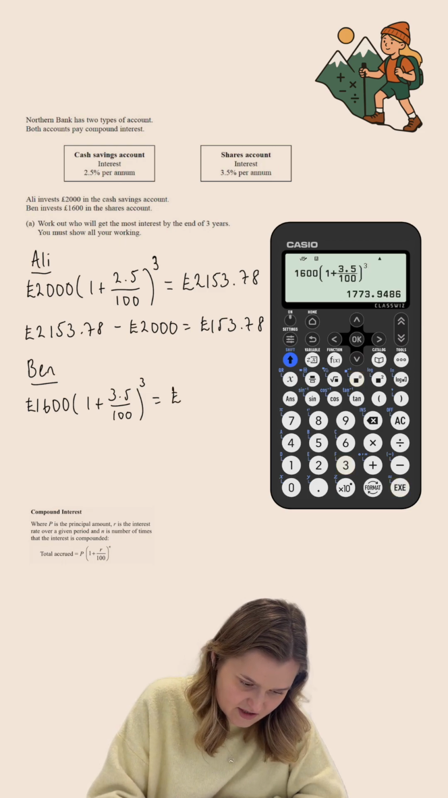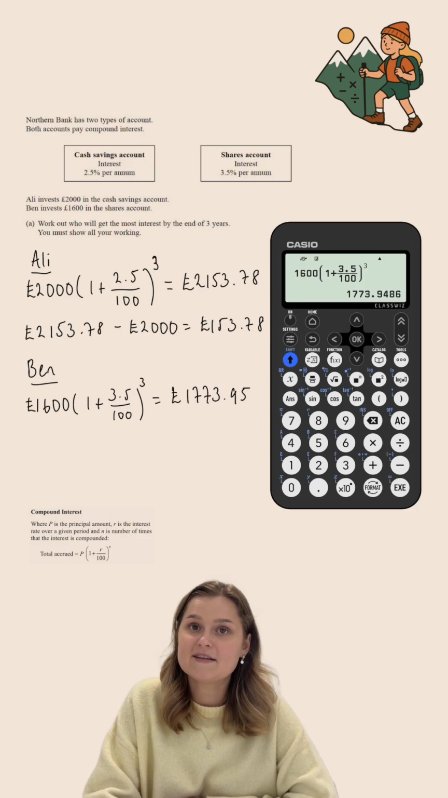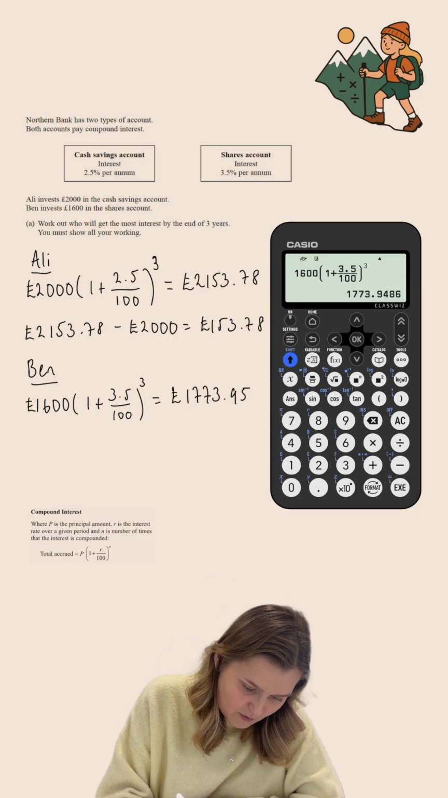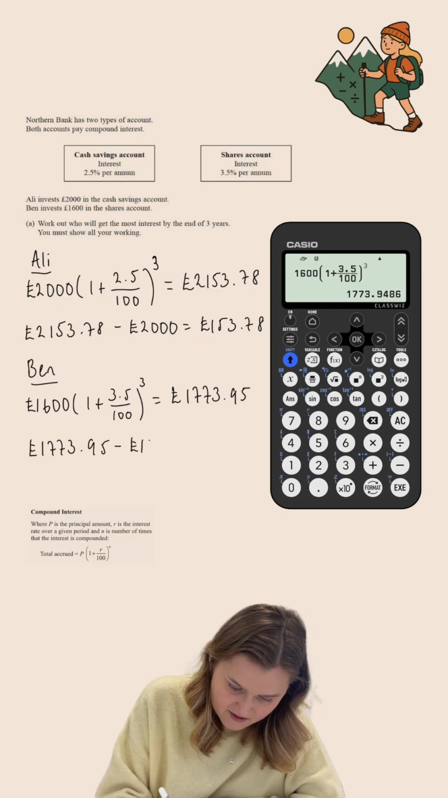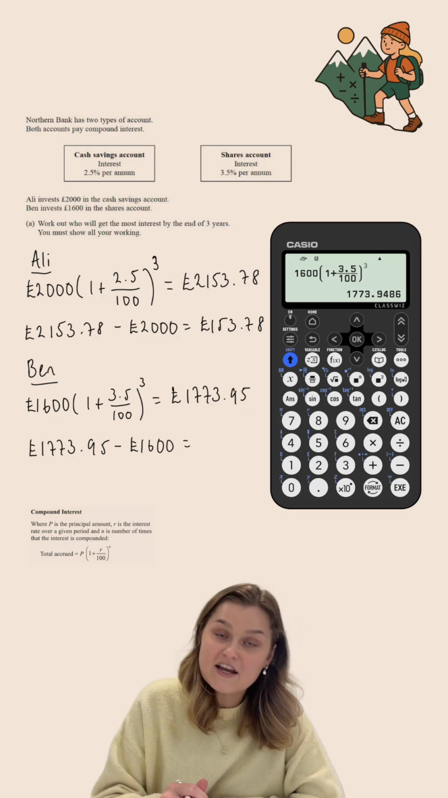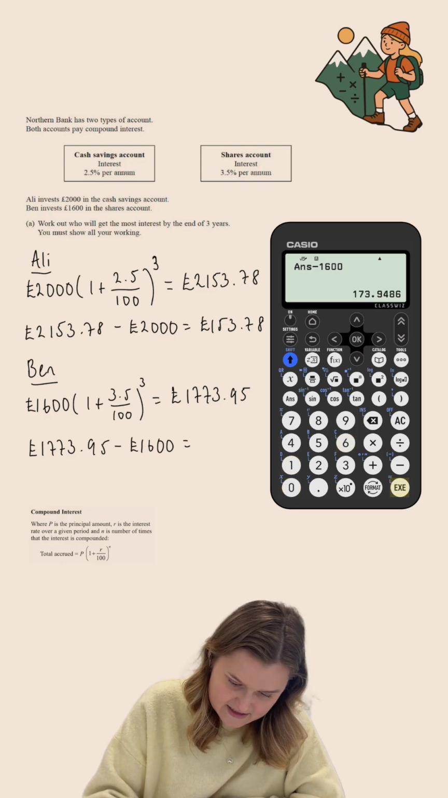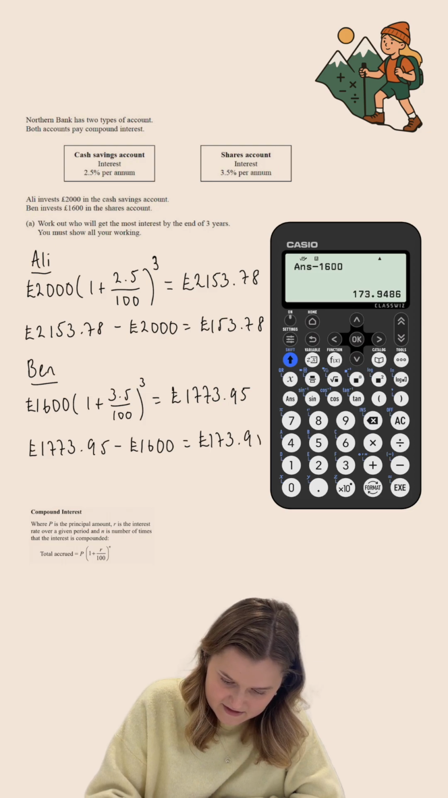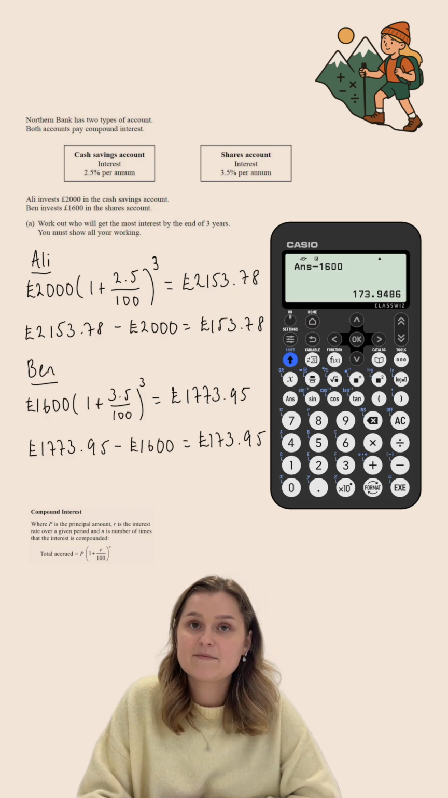So Ben's total amount in the account is £1,773.95 if we round that to 2 decimal places because it's money. And then same again, we are going to do the amount that he's ended up with after the 3 years, subtract the amount that he started with to work out how much interest he gained. So we're going to subtract our 1,600 from that, and we get that the amount of interest that Ben gained was £173.95.